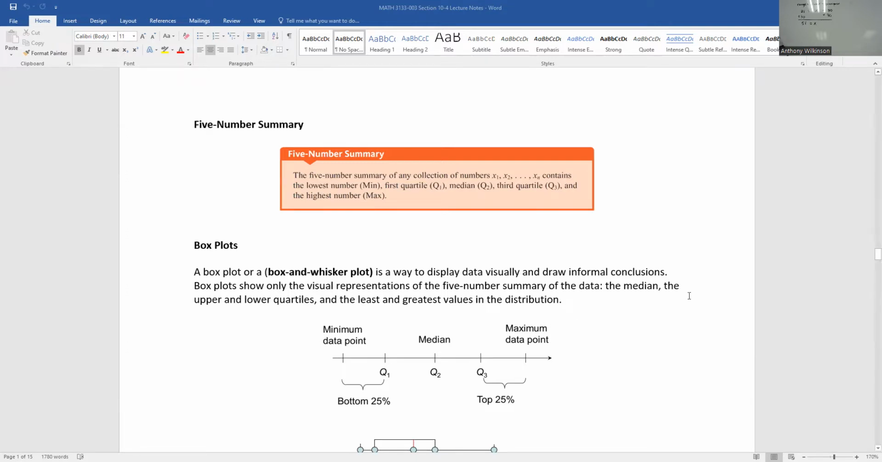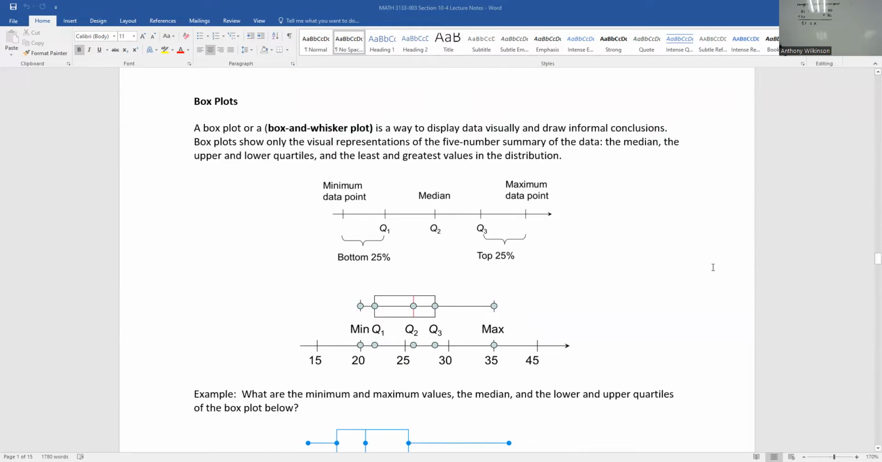And with that 5-number summary, we can create something called a box plot. And what a box plot is, or sometimes it's called a box and whisker plot, that's a way to display data visually and draw informal conclusions. And box plots show only the visual representations of the 5-number summary of the data, which is the median, the upper and lower quartiles, and the least and greatest values in the distribution. So here's just an illustration of just that.